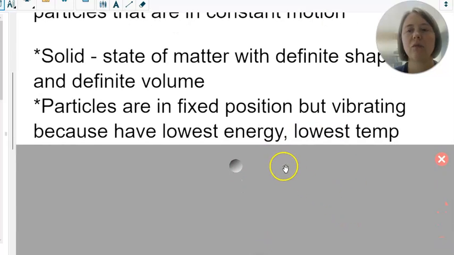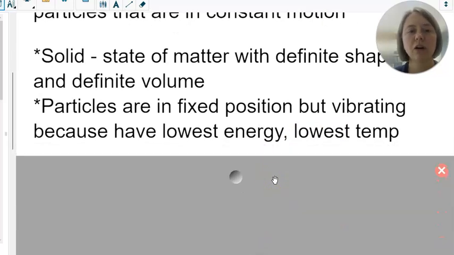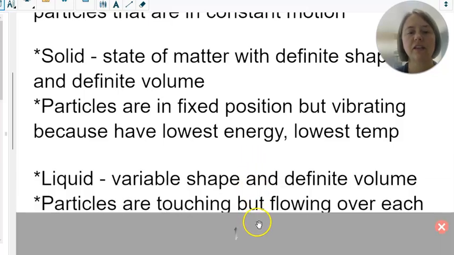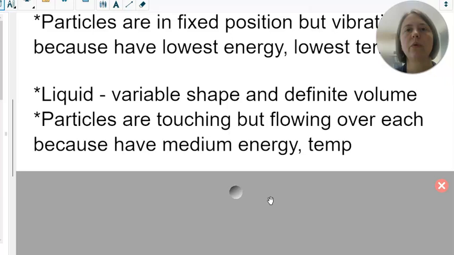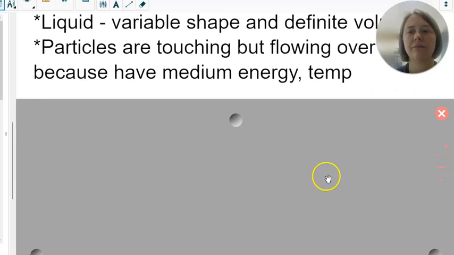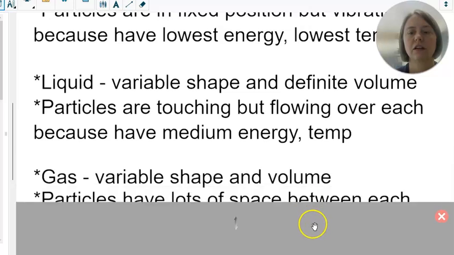Using the kinetic theory of motion, in a solid the particles are in a fixed position, but they are vibrating because they have the lowest amount of energy and the lowest temperature. They have the least amount of kinetic energy, so they can't move in relation to each other, but they're in place vibrating. And then the liquid phase has a variable shape and a definite volume, and that is because the particles are touching but flowing over each other because they have a little more energy and a little bit higher temp, so their kinetic energy is a little higher. Give me a second to copy that down.